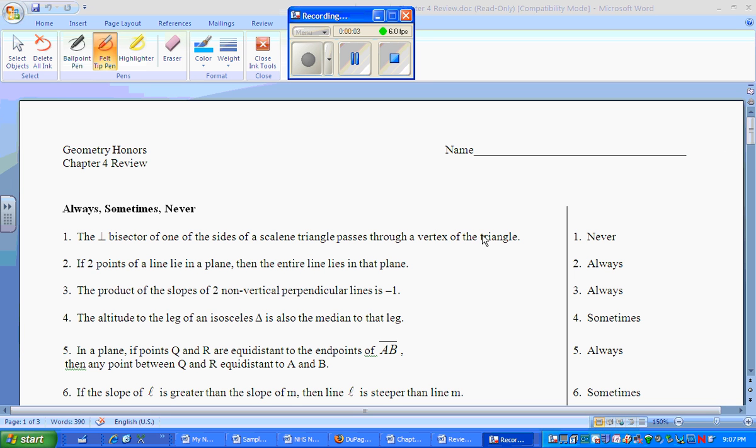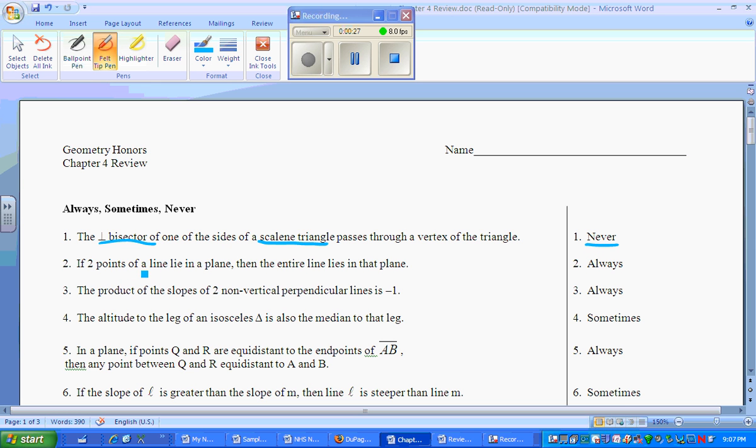This is the Chapter 4 review for the test. Let's start with the always, sometimes, never questions. First one says the perpendicular bisector of one of the sides of a scalene triangle passes through the vertex of the triangle. Well, a perpendicular bisector and scalene triangle contradict each other. You can't have a perpendicular bisector in a scalene triangle, so the answer was never.